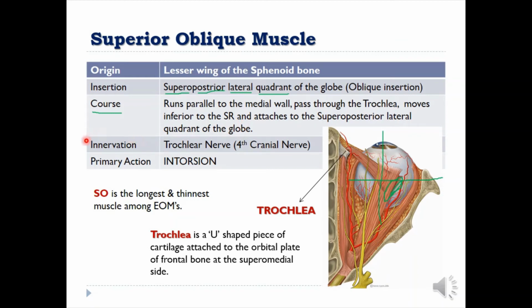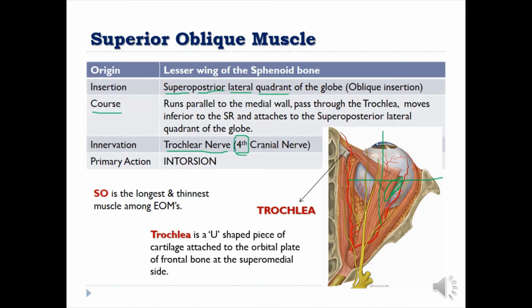Now which nerve is controlling this muscle, the innervation? Here we are learning about another nerve, that is the fourth cranial nerve, the trochlear nerve. Okay, remember, the trochlear nerve is only for the superior oblique muscle, right? Why the name trochlear? Because the superior oblique is passing through the trochlea. So trochlea is only for superior oblique, and the nerve's name is also trochlear nerve. That is the fourth cranial nerve.